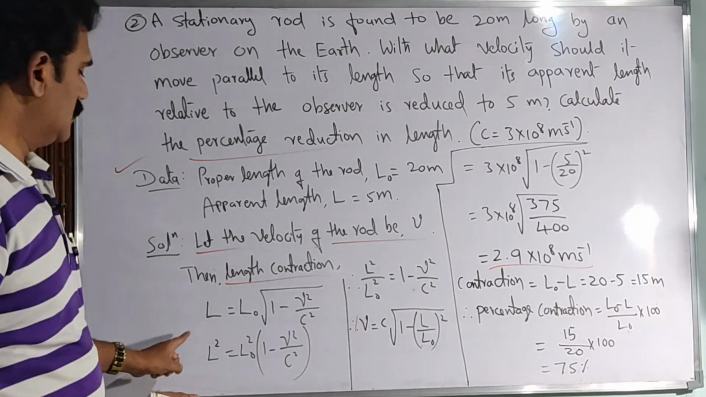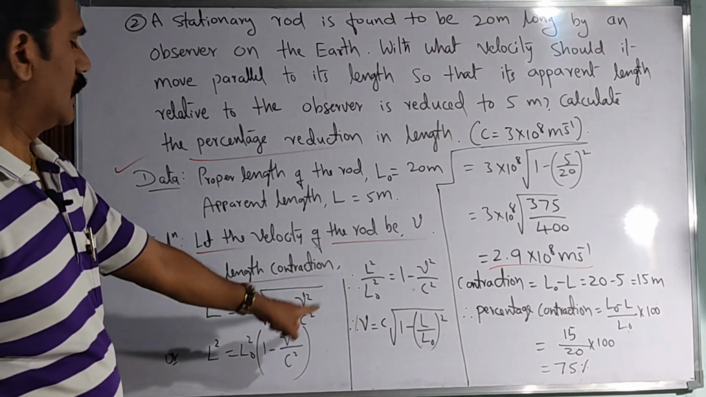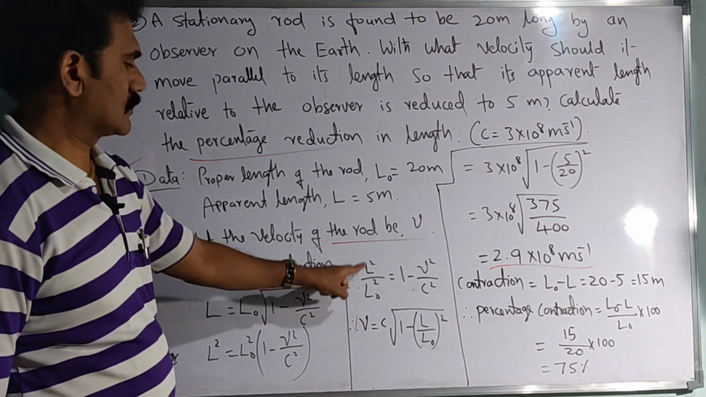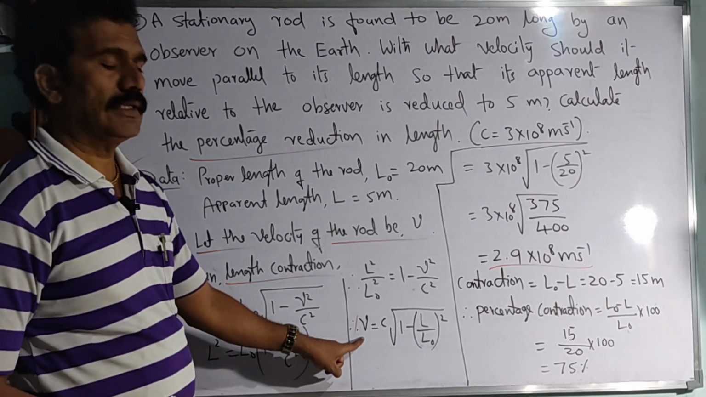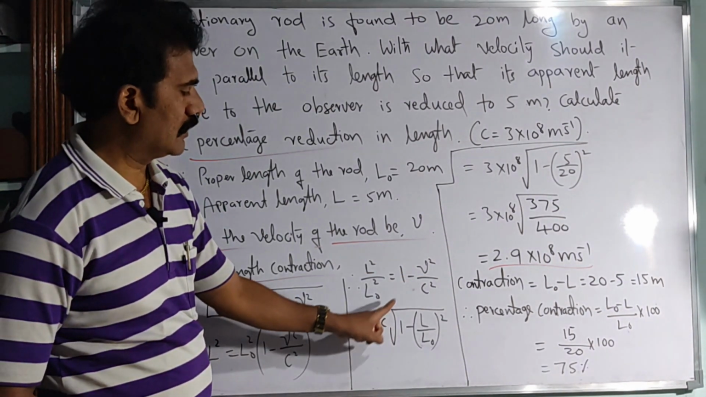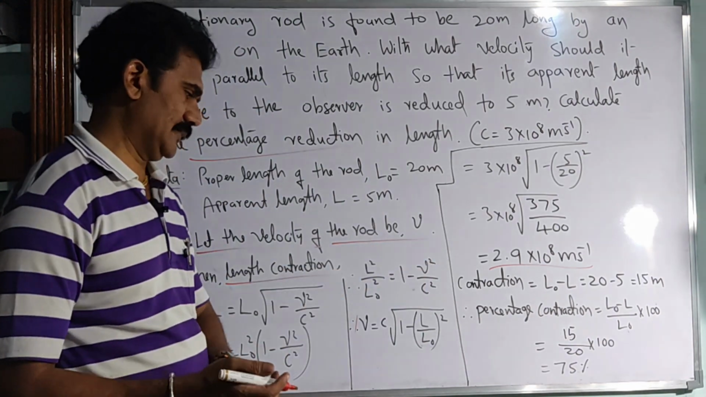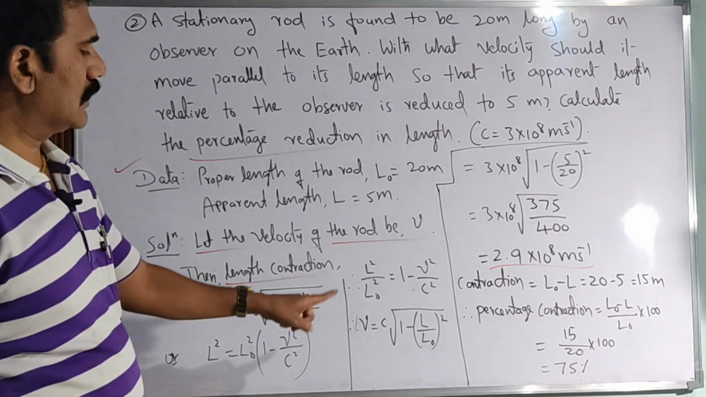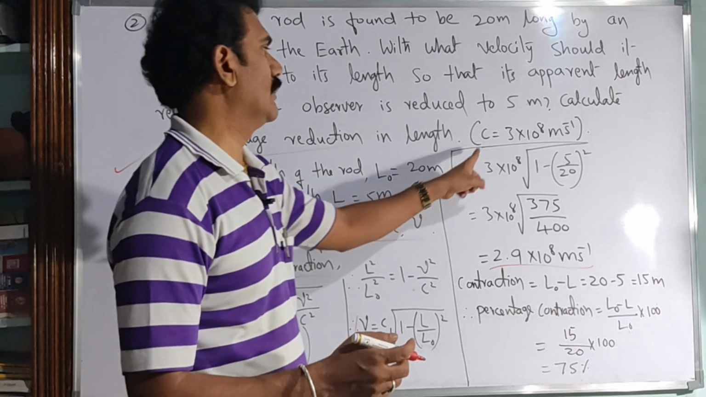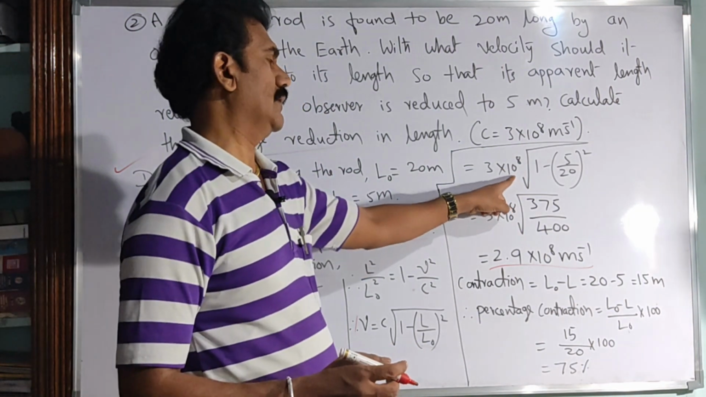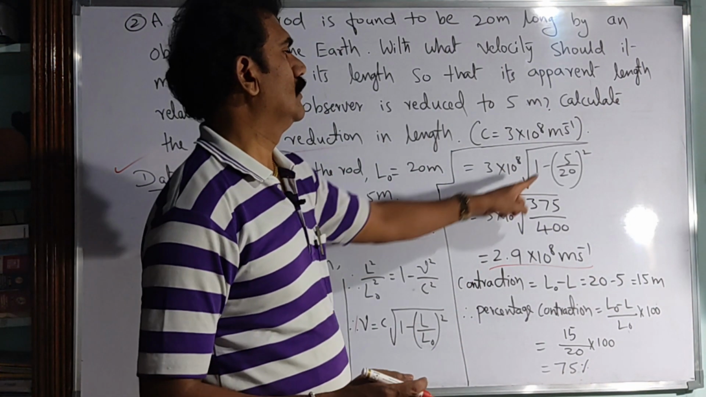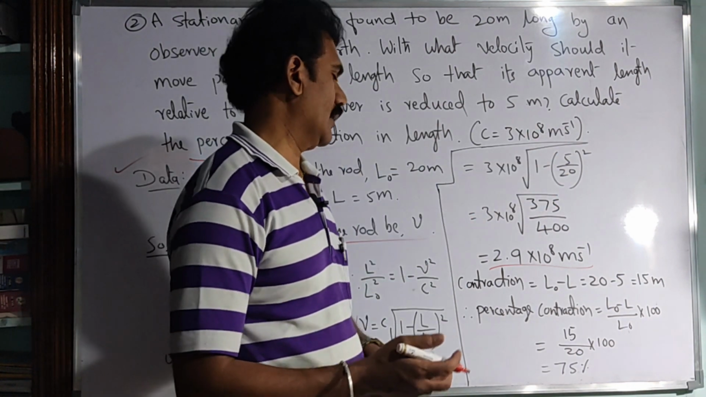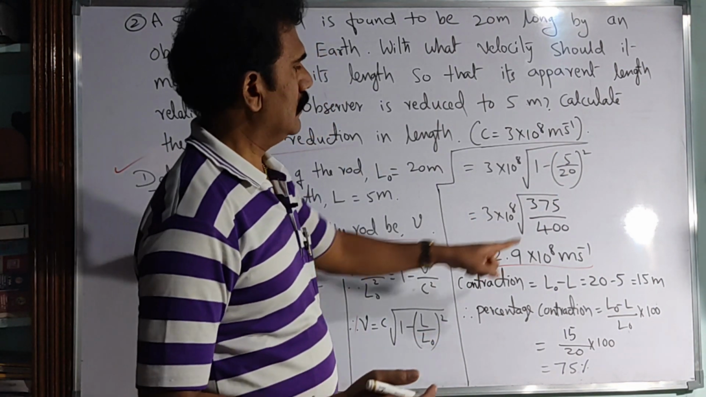So as usual, squaring on both sides and then taking L square by L naught square to one side, and then rearranging the equation for velocity v, you will get v equal to c into square root of 1 minus L by L naught whole square. That's it. Now you substitute the given data. Okay, what is c given? 3 into 10 power of 8 meter per second. So inside the square root 1 minus L by L naught, that is 5 by 20 whole square, right? And then simplify it.